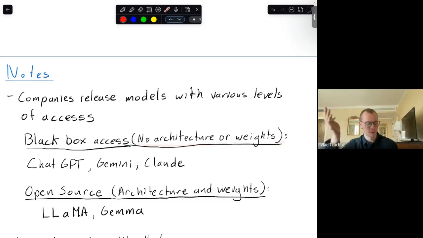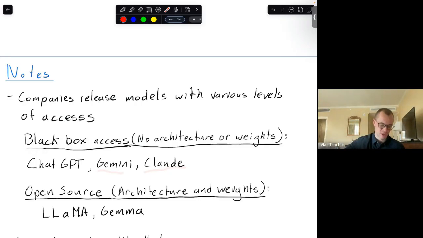However, it is some neural network behind the scenes. Examples of these are language models such as ChatGPT, Gemini, and Claude. The only access you have to them is through an input, and then they produce your output, and you have no idea what's going on inside it.